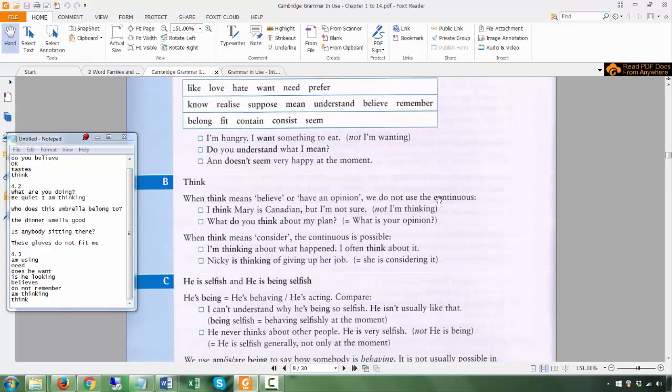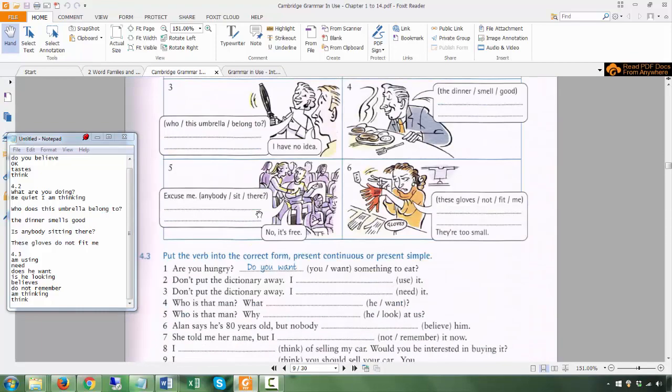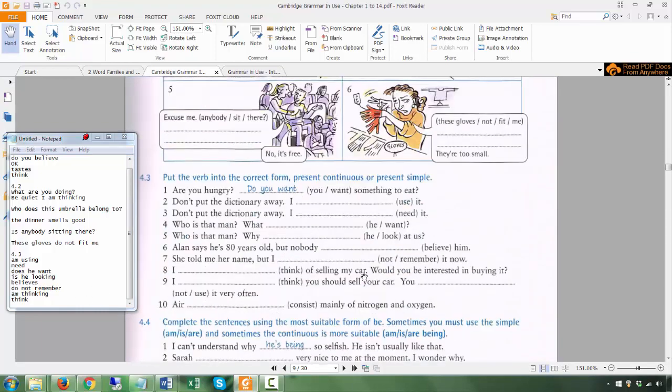Belief is in the present. You do not use the continuous. You use the present simple. I believe you should sell your car. I think you should sell your car, meaning belief. You do not use it often. Often, regularly, present simple. You do not use it often.